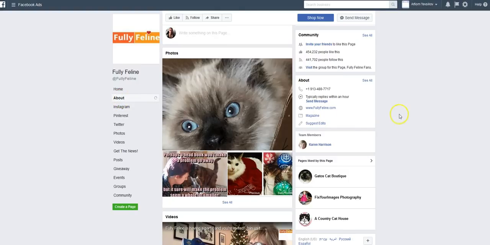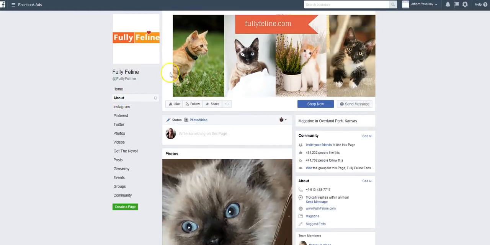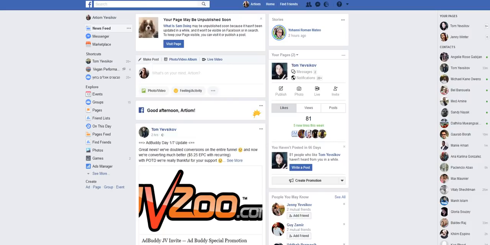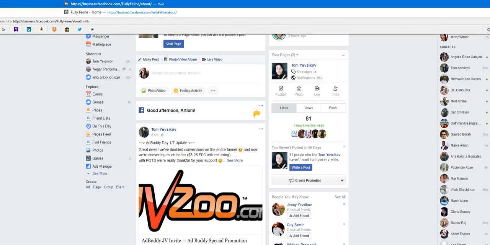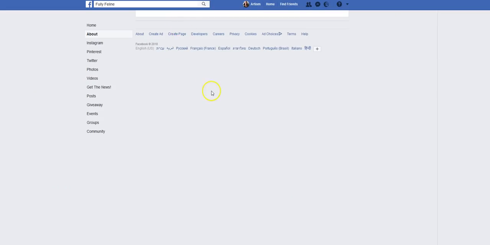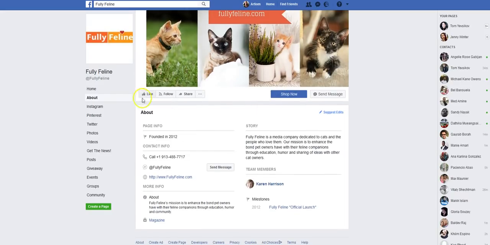Can you open up, please, Fully Feline? Let's open this in Facebook, alright? It's going to be faster. I actually prefer to use Facebook. I don't know why it keeps opening up a business for me. I just want to see it on Facebook because I'm connected here and I want to see what they're all about. Media company dedicated to cats and the people who love them. Our mission is to enhance the bond with pet owners. Okay, so magazine, cool.